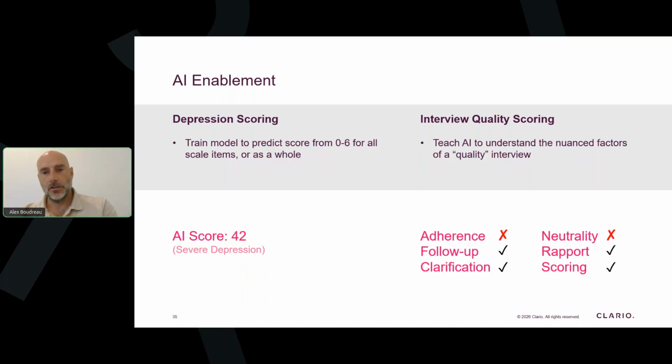So on one hand, you can do that. On the other hand, you can also look at overall interview quality. So having AI score the quality of the interview to ensure that it follows the instrument, that it's completed in full and is of high quality. Now, this second aspect is actually more challenging than automatically detecting the score of depression, right? Because here you have to teach AI to understand the nuanced factors of what is a quality interview. So many challenges to have a holistic solution there. If we move on to the next slide.